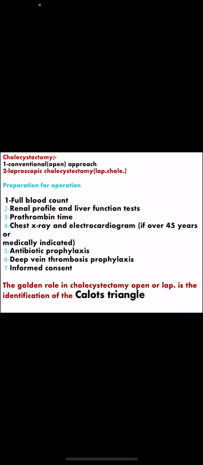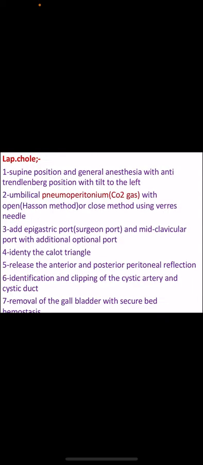The golden rule in cholecystectomy, open or lap, is the identification of the Calot's triangle. أهم point عند إجراء عملية اللاب كولي or open cholecystectomy إنه we identify the Calot's triangle. As we know, the Calot's triangle is bounded by the cystic duct, كمان hepatic duct and liver. The anomaly of the biliary tree or the vascular anomaly can be seen within the Calot's triangle. لاب كولي. طبعا لاب كولي راح اشرح لكم اياه in a separate lecture later on.